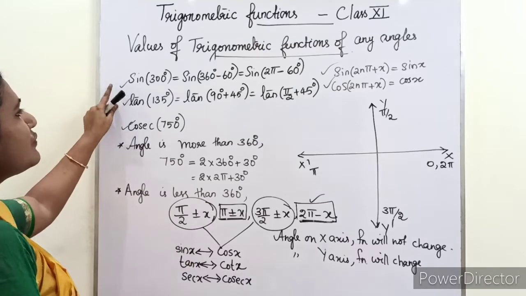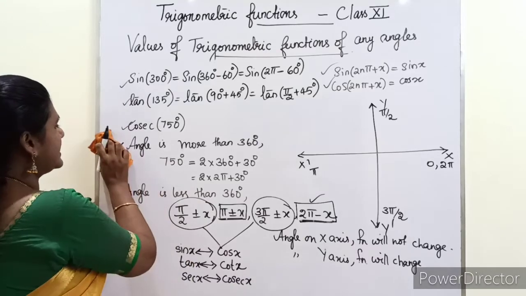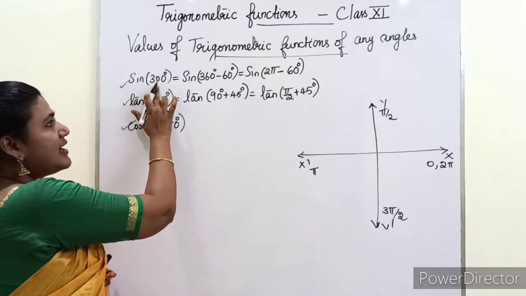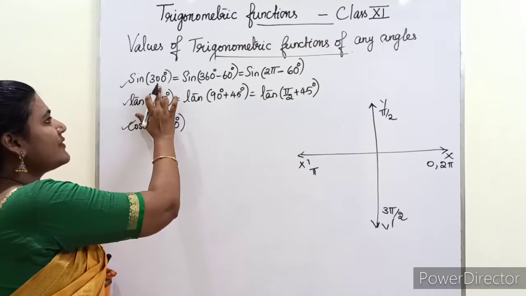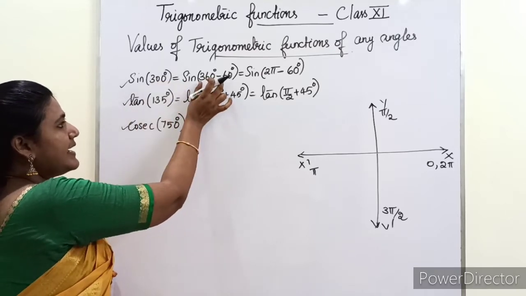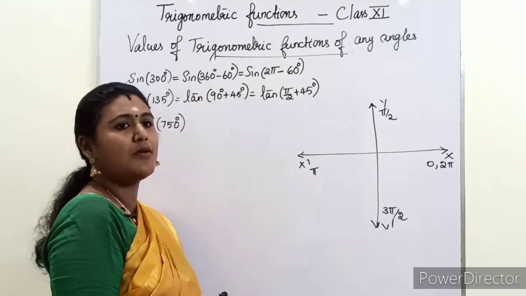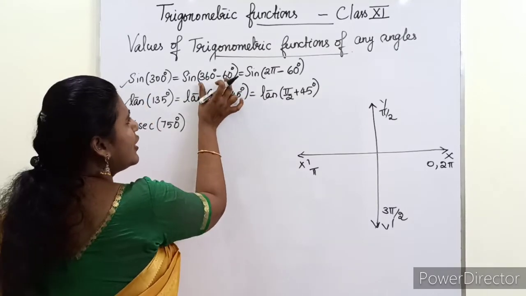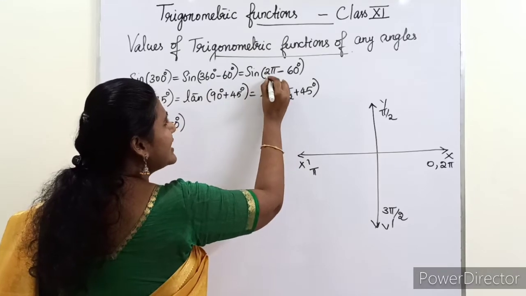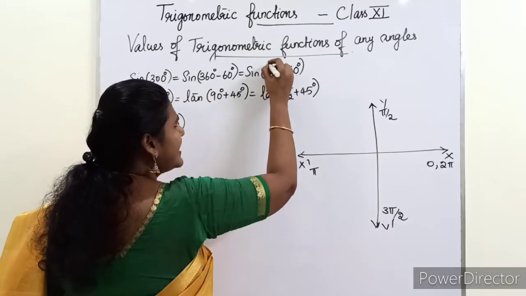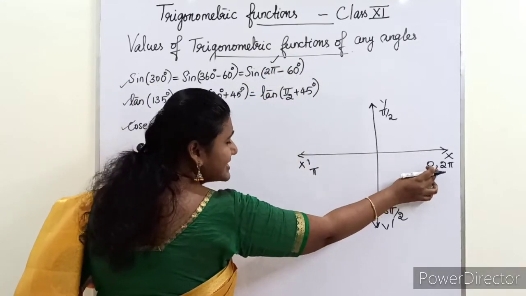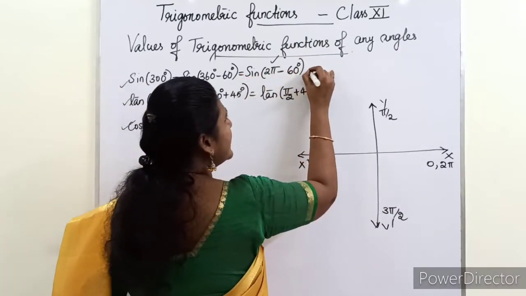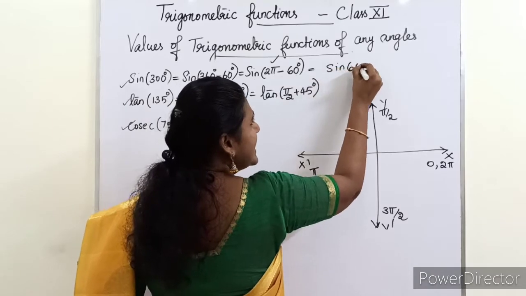Now we will see how to find the value of these three questions. So the first question is sin 300. Here the angle is less than 360, so we have to express the angle in terms of any one of the forms which we have discussed. Now this is 360 minus 60. Now you see here we got sin of 2 pi minus 60 degree. 2 pi lies on the x-axis, so the function will not change. So instead of this we can write sin 60 degree.